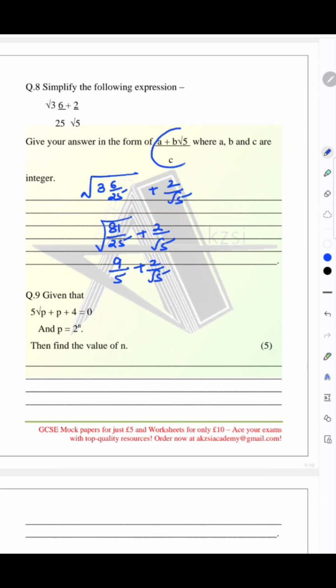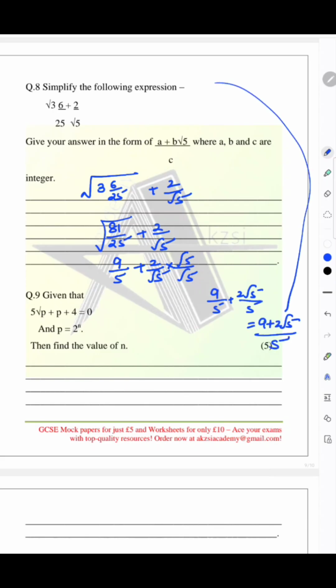Now, this is the actual form in which we have to convert, and clearly you can see it has an integer denominator that is a surd. So in that case, I'll have to rationalize. You can rationalize separately, obviously, nothing wrong. So multiplying by root 5 over root 5, 9 over 5 plus 2 root 5 over 5, which can be written as 9 plus 2 root 5 over 5, which definitely looks like this. So this is the format that they were asking for.